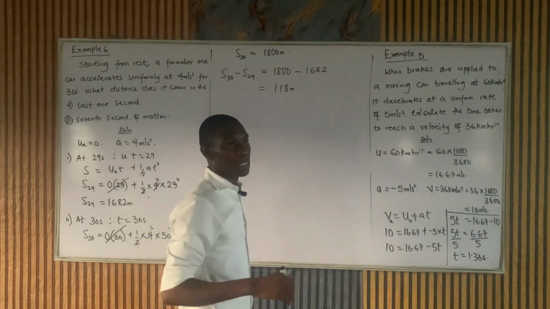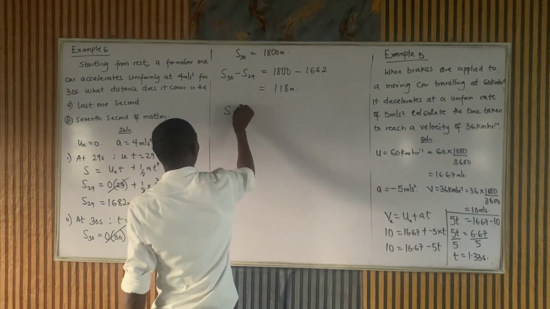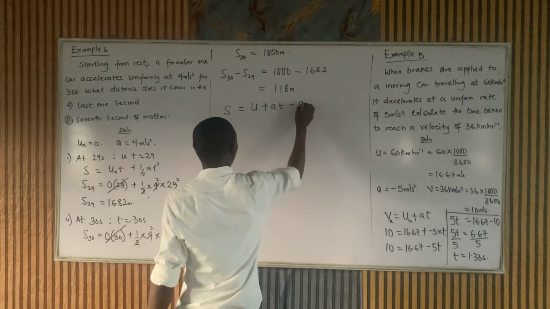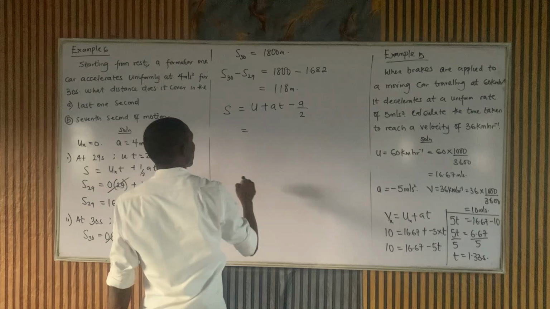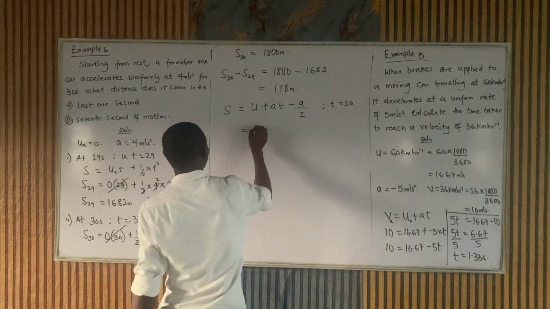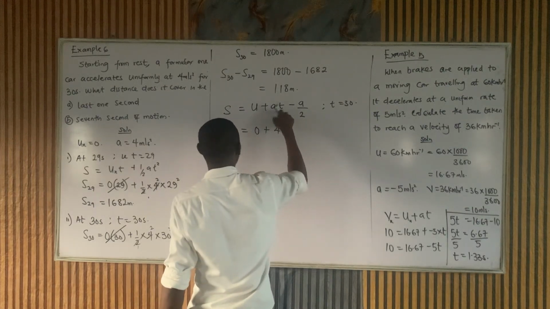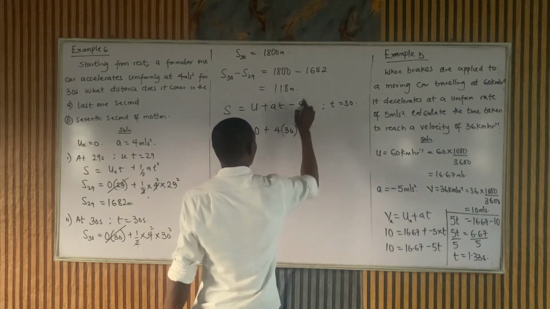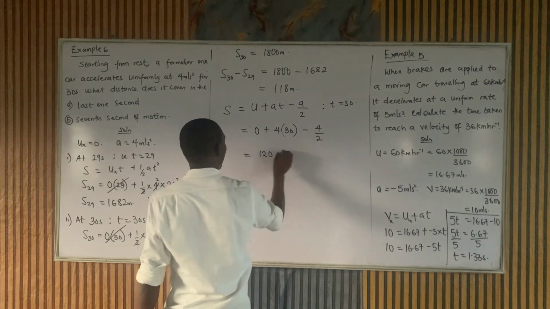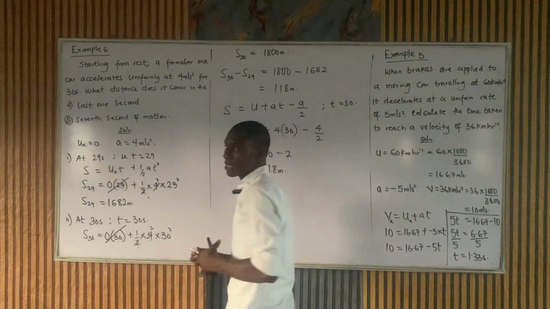We have another method for this, another formula for this now. And that's giving us the distance in the last 1 second will be equal to u plus at minus a over 2, where t is the 30th second now. So this will be u, that is 0, plus our acceleration 4 times time, which is 30, minus a, which is 4, over 2. So this is just 4 times 30 will give us 120, minus 4 over 2, that is 2. And that will give us 118 meters. So that's that about that.